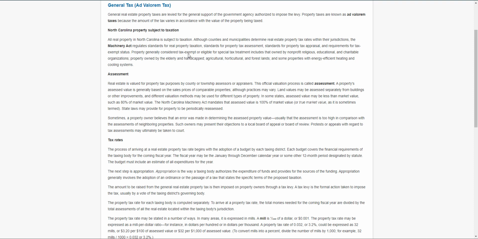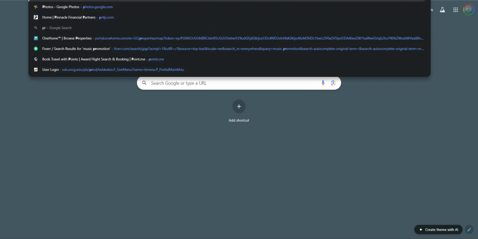Property generally considered tax exempt or eligible for special tax treatment includes that owned by nonprofit, religious, educational, charitable organizations, property owned by elderly and handicapped, agricultural, horticultural, forest lands, and some property with energy efficient heating and cooling. Property owned by elderly or handicapped can be tax exempt.